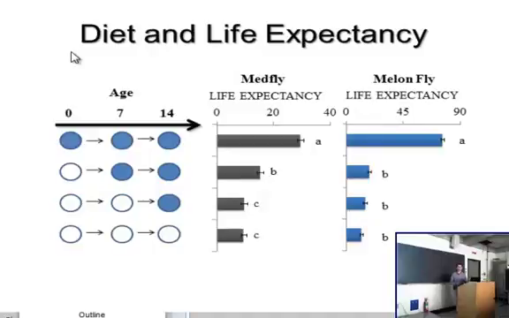Now, when we look at the effect of these deprivation cycles on the melon fly, we see a similar result where that sugar diet is extremely detrimental if it's encountered early in the lifespan, but the melon fly has no ability to kind of correct for that, even if protein's provided within 1 week of eclosion. So the melon fly is very dependent on that protein source early in life to really maximize its lifespan.